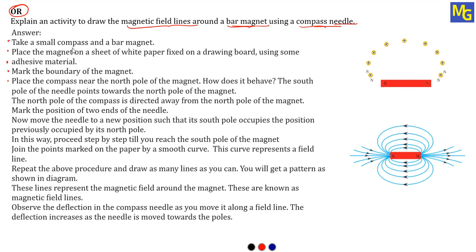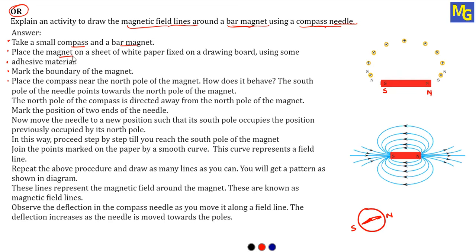Take a small compass and a bar magnet. So here I have taken a bar magnet. This is the South Pole, this is the North Pole, and we have to take a compass. A magnetic compass needle consists of a small magnetic needle inside it like this. One end will be south and one end will be north. So the compass also consists of one small magnet.